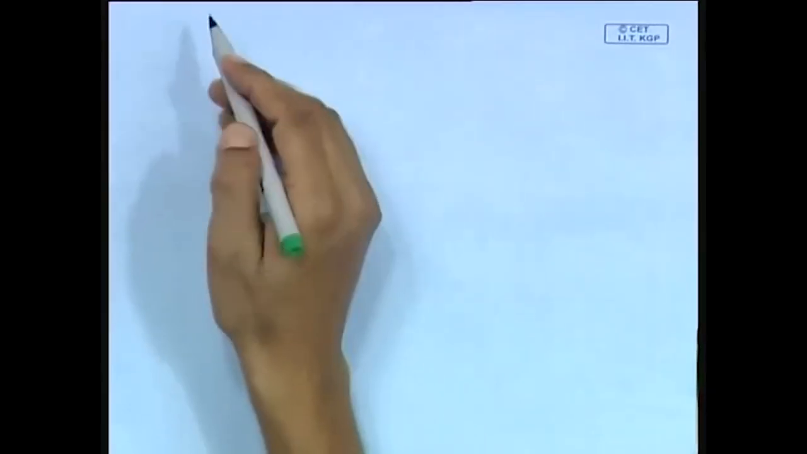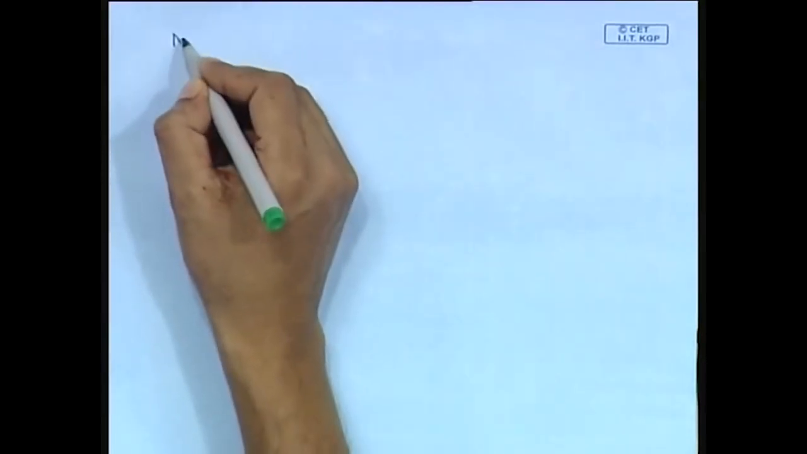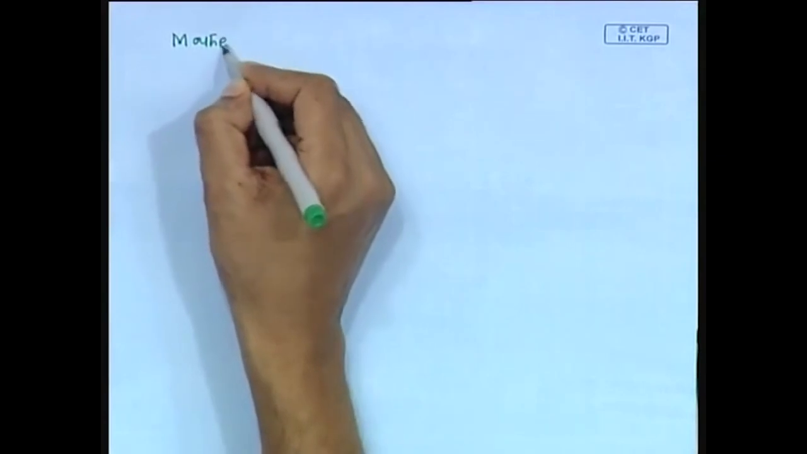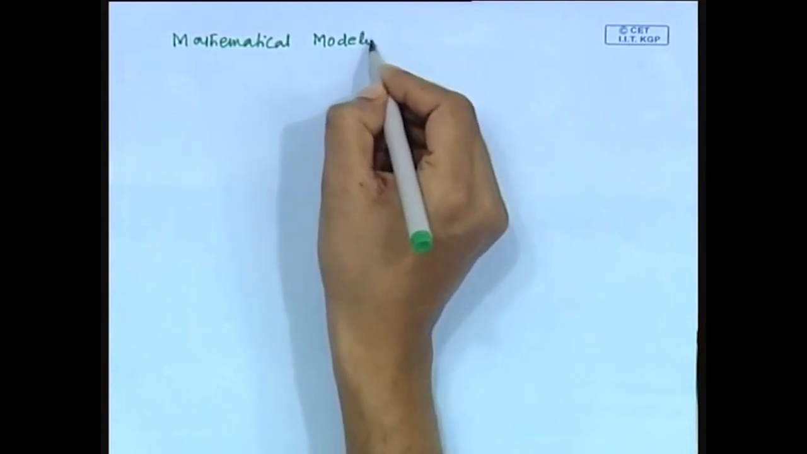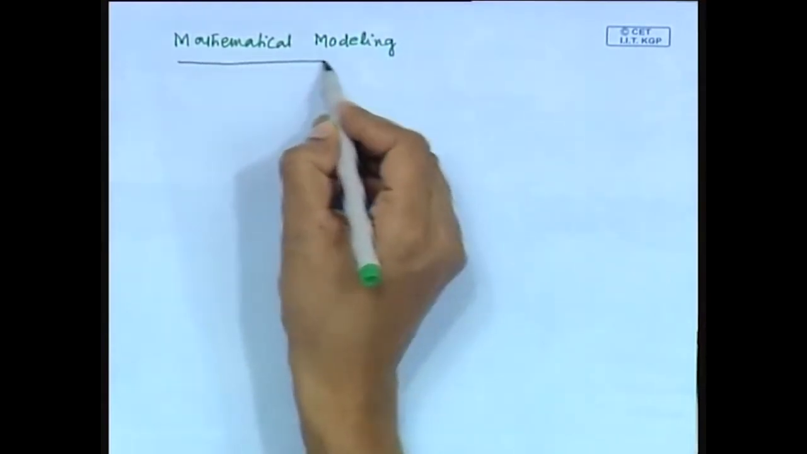So far we have discussed the first topic, that is introduction to process control. In the next, we will discuss the second topic, that is mathematical modeling, and the use of mathematical modeling in process control. First, we will know in brief what is the mathematical model.